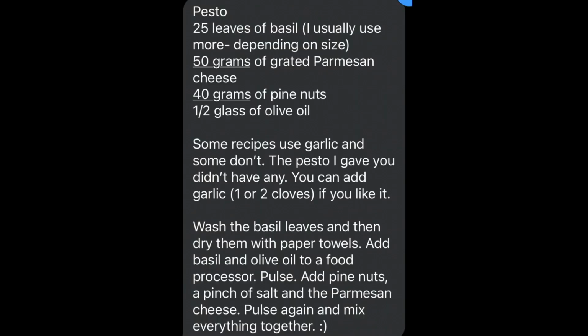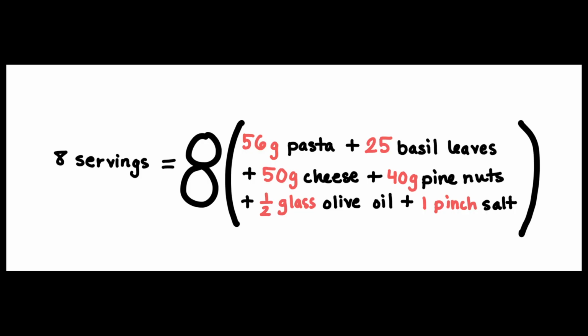My fifth example is cooking a recipe. So the following ingredients are for a serving of 1. 56 grams of pasta, 25 basil leaves, 50 grams of grated Parmesan cheese, 40 grams of pine nuts, 1/2 glass of olive oil, and 1 pinch of salt. The objective of the problem is to scale up the recipe to feed 8 people instead of just 1.